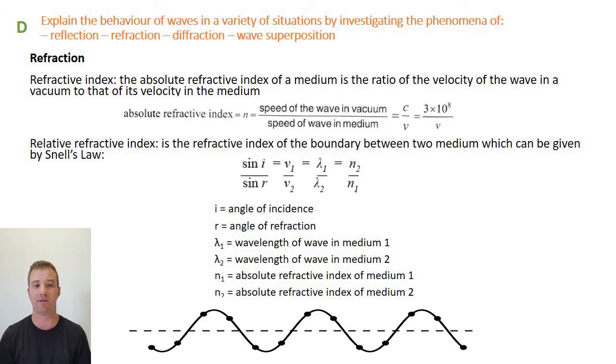Now, the absolute refractive index of a medium is the ratio of the velocity of the wave in a vacuum to that in the medium, and it is given by n equals c divided by v. I'm sure we're going to answer many of these questions in class. Let's have a look at the next one, which is Snell's law: sine i divided by sine r equals v1 divided by v2 equals lambda 1 over lambda 2, which equals n2 divided by n1, where n is the absolute refractive index of the medium.